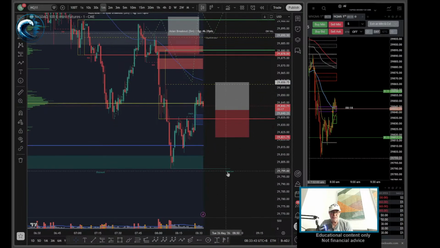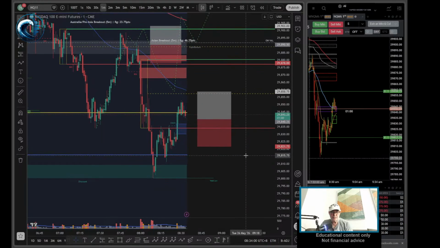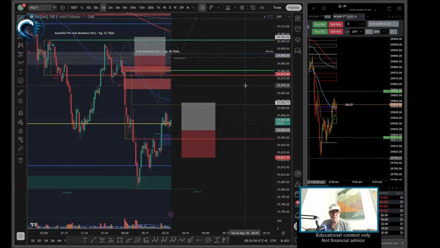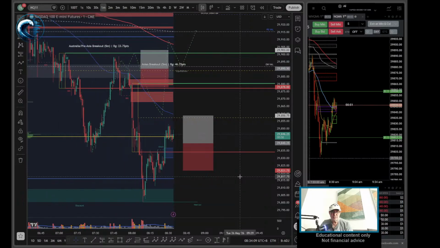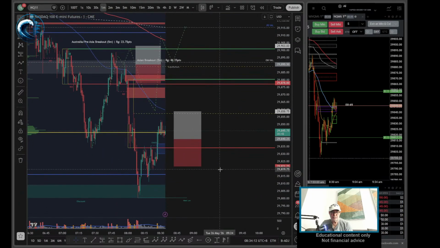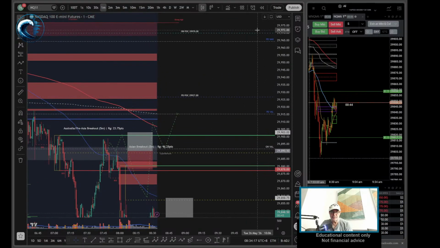So if we still want to be bearish for the remainder of this session, we probably need to sweep this area, sweep these lows. Otherwise, we start heading back up, I would suggest, and get back into these areas, which is so much easier to trade.